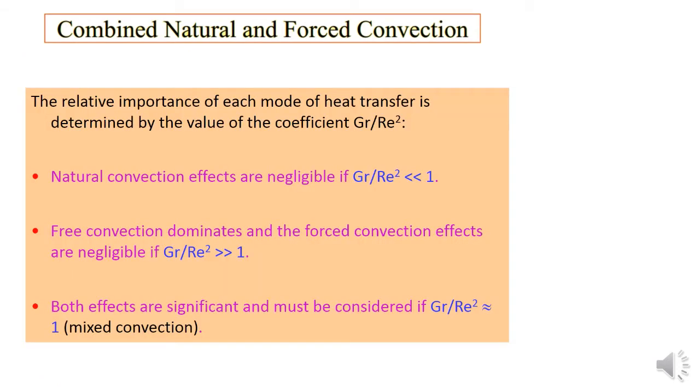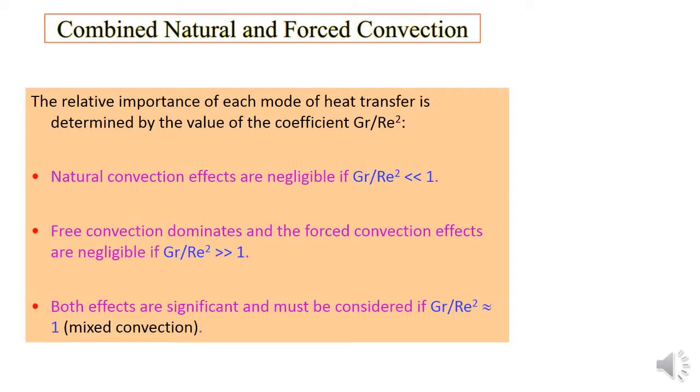Combine natural and forced convection. The relative importance of each mode of heat transfer is determined by the value of the coefficient Grashof number divided by Reynolds number to the power of 2. I already explained this relation in the first video, but this is further detail of the explanation.